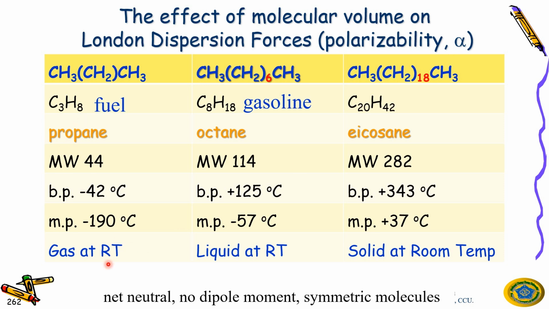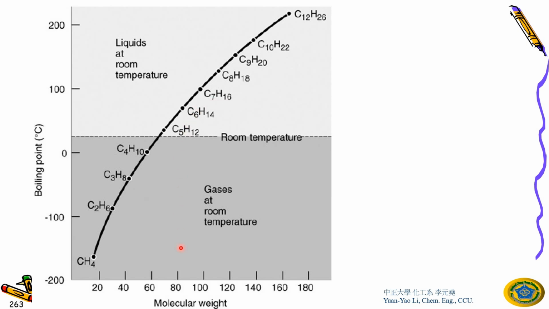So this is in gas phase, gas form at room temperature. This is liquid at room temperature. This is solid at room temperature. Because this is a long chain of the molecule, right? This is short. This is one of the examples to tell you that this is molecular weight, this is the boiling point. As we just told you, this is 1 carbon, 2 carbon, 3 carbon, 4 carbon, and go up to 12 carbons.